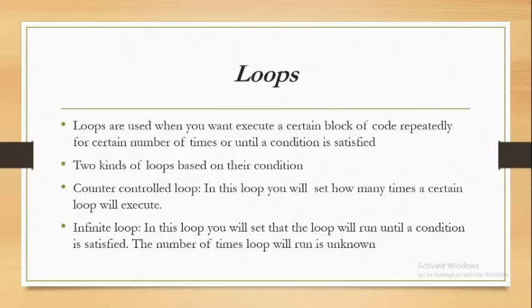So there are two kinds of loops based on their condition. This is not based on the types of loops, but the kinds of loops, generally based on how the loops execute and in what manner their condition is written. So what is a counter controlled loop? In this loop, the condition is written in such a manner that this loop will execute a certain number of times. In the condition you will write that this loop will execute this many times.